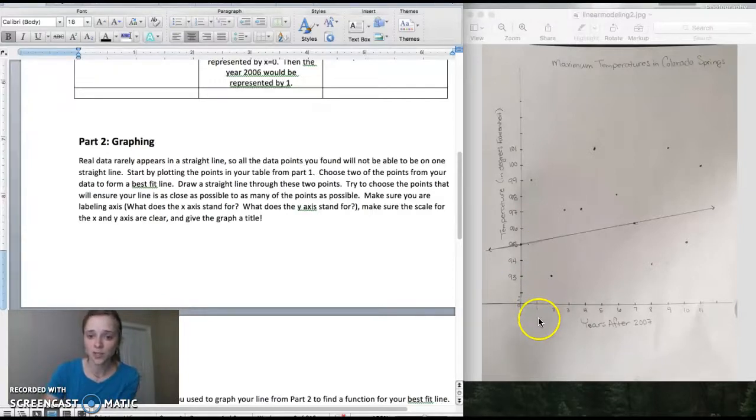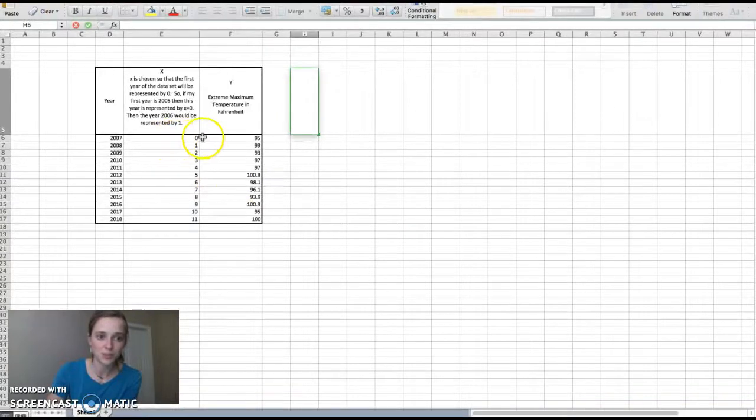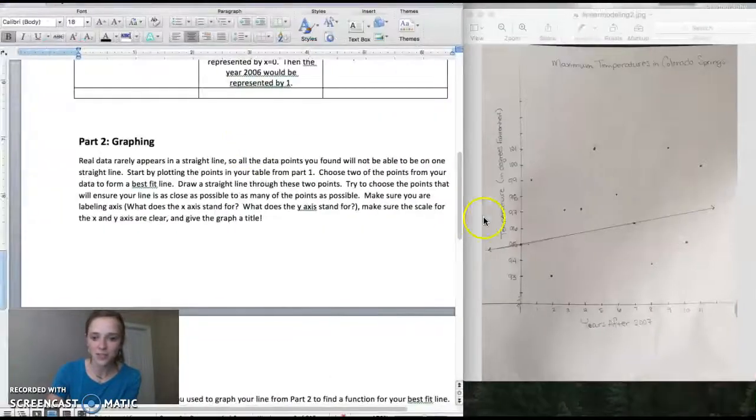So, for point 0, if I look at my very first point, I got 95 for the degrees. So that's the first row in my table. 0, 95. My second point, with the 1 for the x value, I got 99. So I have a point there. 1 for the x, 99 for the y.